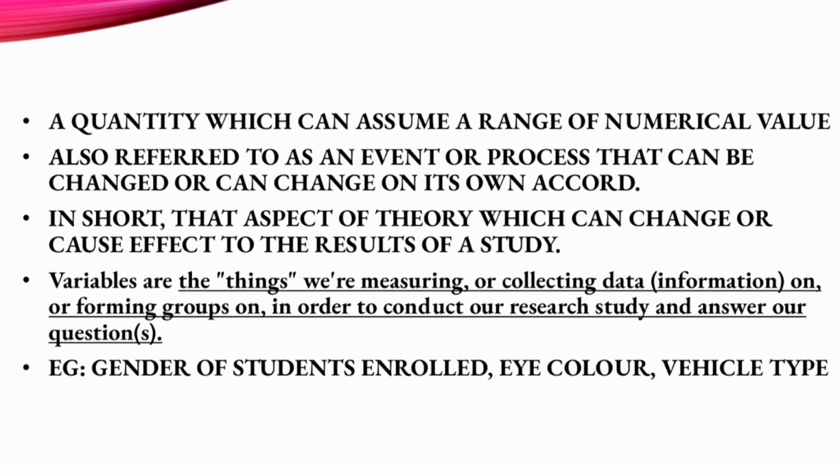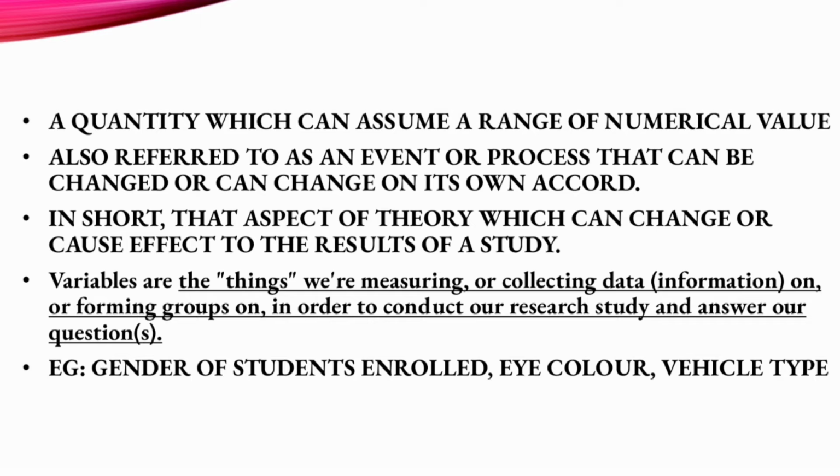It may be the height of a person, age of children, rainfall at various places, etc. But the thing is, it can take different values according to the situations. So in short, we can say that an aspect or theory which can change or cause an effect on the result of a study can be said to be a variable. In another form, we can also say it is those things that we are measuring, or collecting data or information on, or forming groups, in order to conduct our research study and answer our questions.